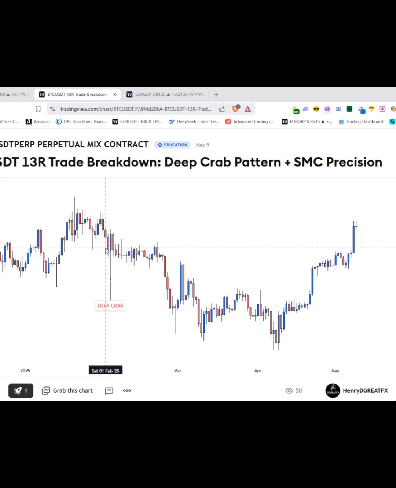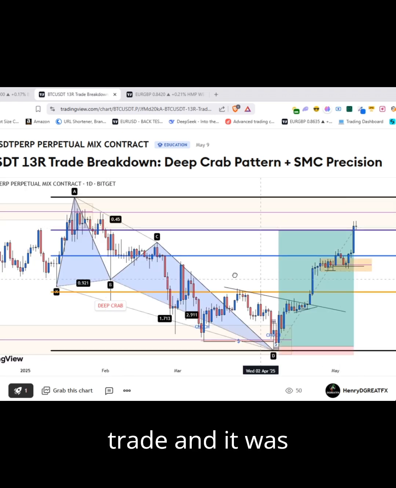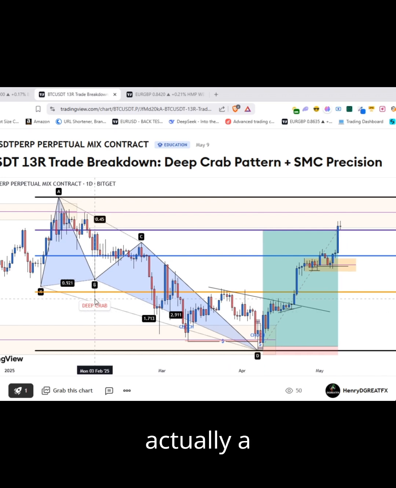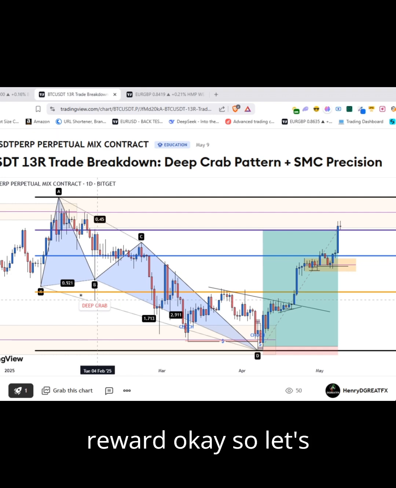So this was the trade, and it was actually a combination of smart money concept and harmonics. Harmonic pattern acts like a vehicle, while the smart money acts like a fuel for this strategy that we use. So I trade harmonics with a combination of smart money concept for a precise and clear entry and high risk to reward. So let's go straight to the point.